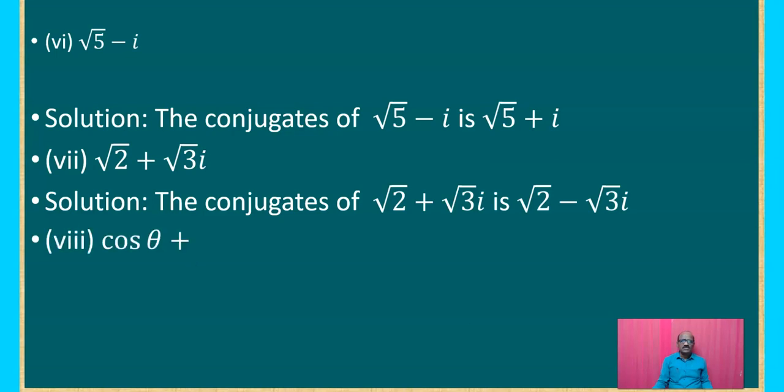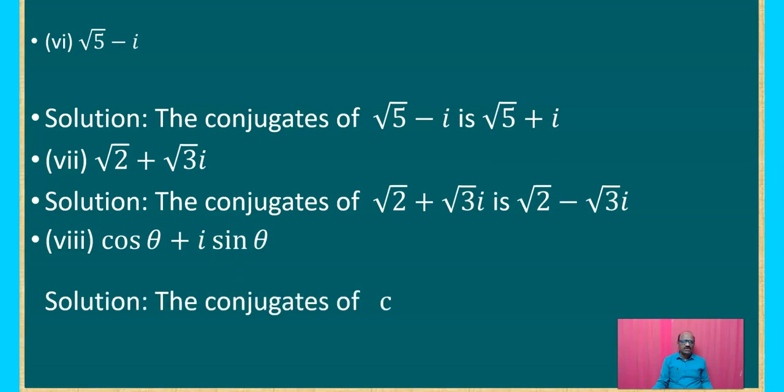Next is a cos theta plus i times sin theta. Therefore again the conjugate of cos theta plus i times sin theta is a cos theta minus i times sin theta. Change the sign of the imaginary part.